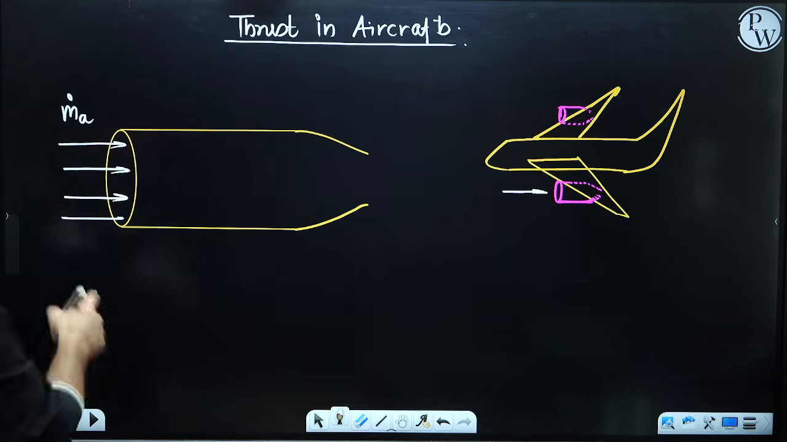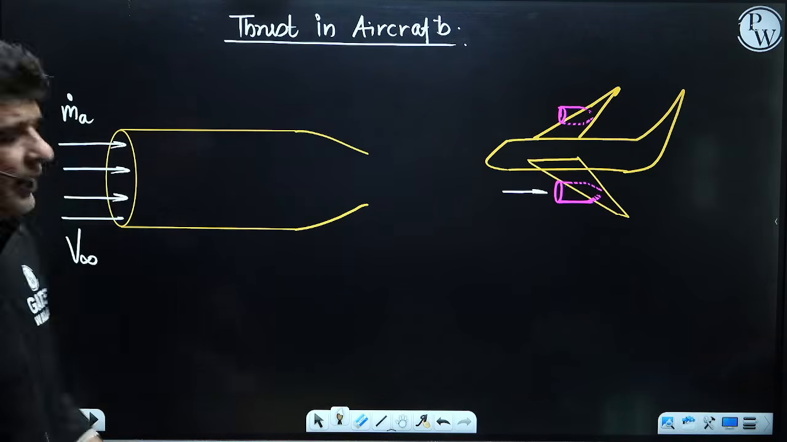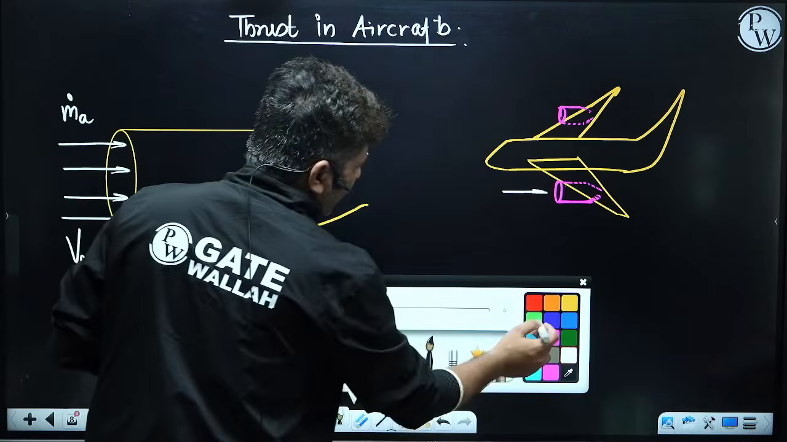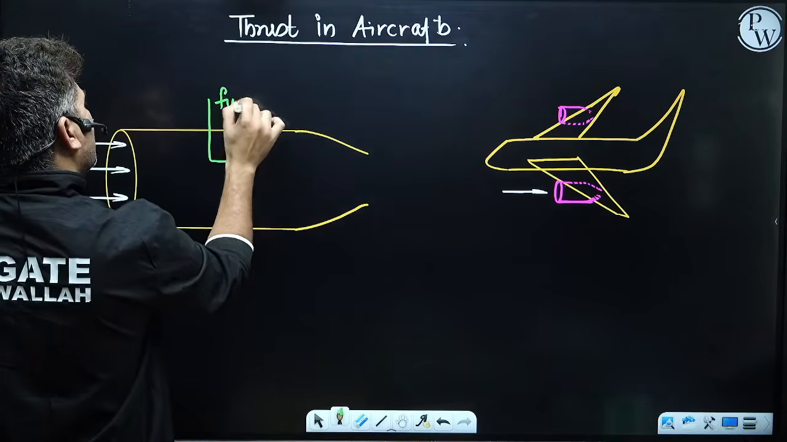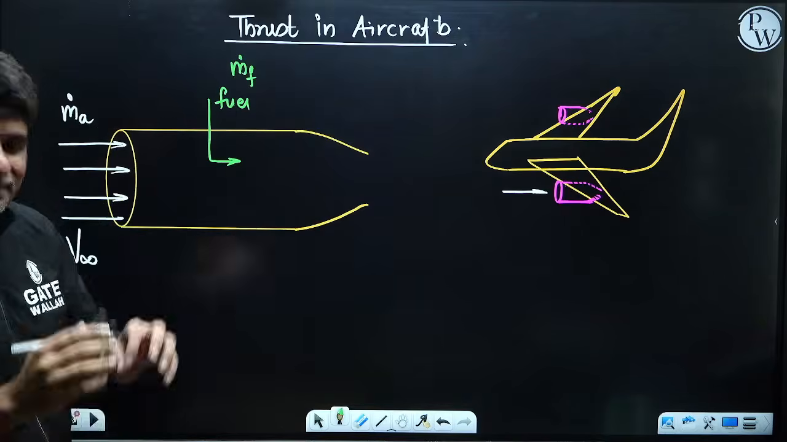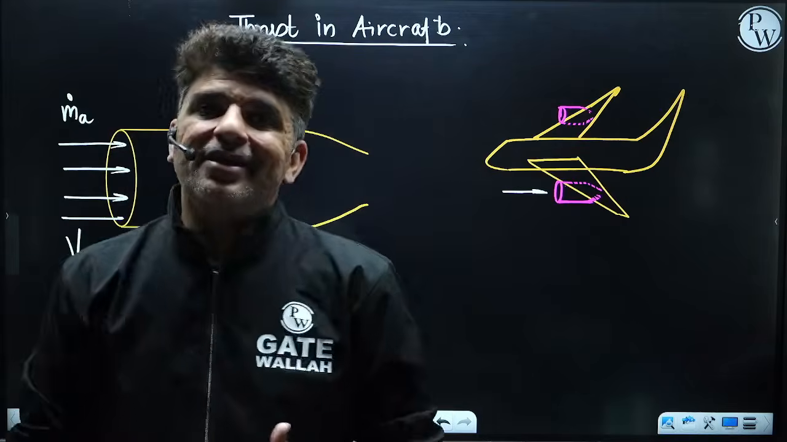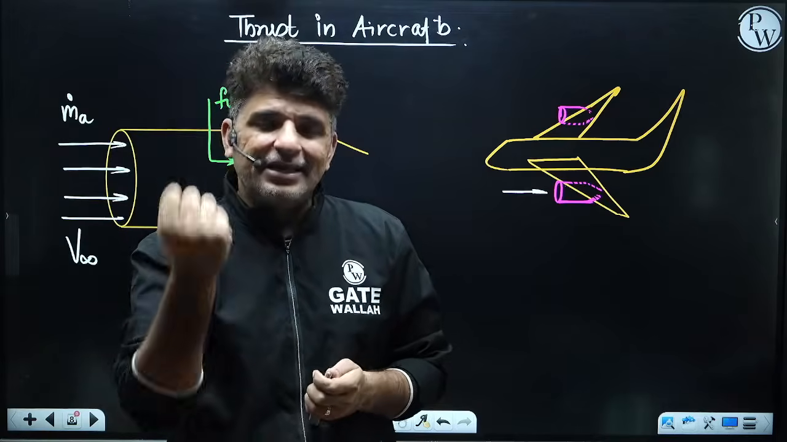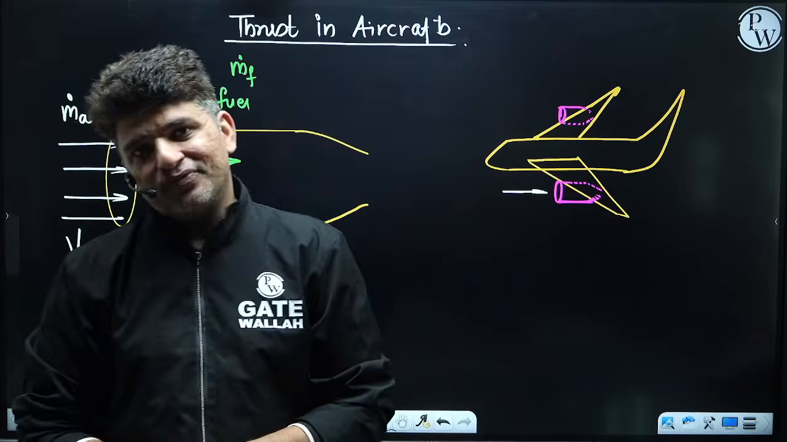Okay, they suck it in with a certain velocity, which is generally called v infinity. Now, when this air is coming in with a certain velocity, over here they have a fuel supply. So they inject fuel at a rate of, let's say, m dot f, the mass flow rate of fuel. When that fuel enters, it is burnt. When that fuel burns, it releases energy, and that heat goes inside the air, and it increases the temperature and pressure of the air.